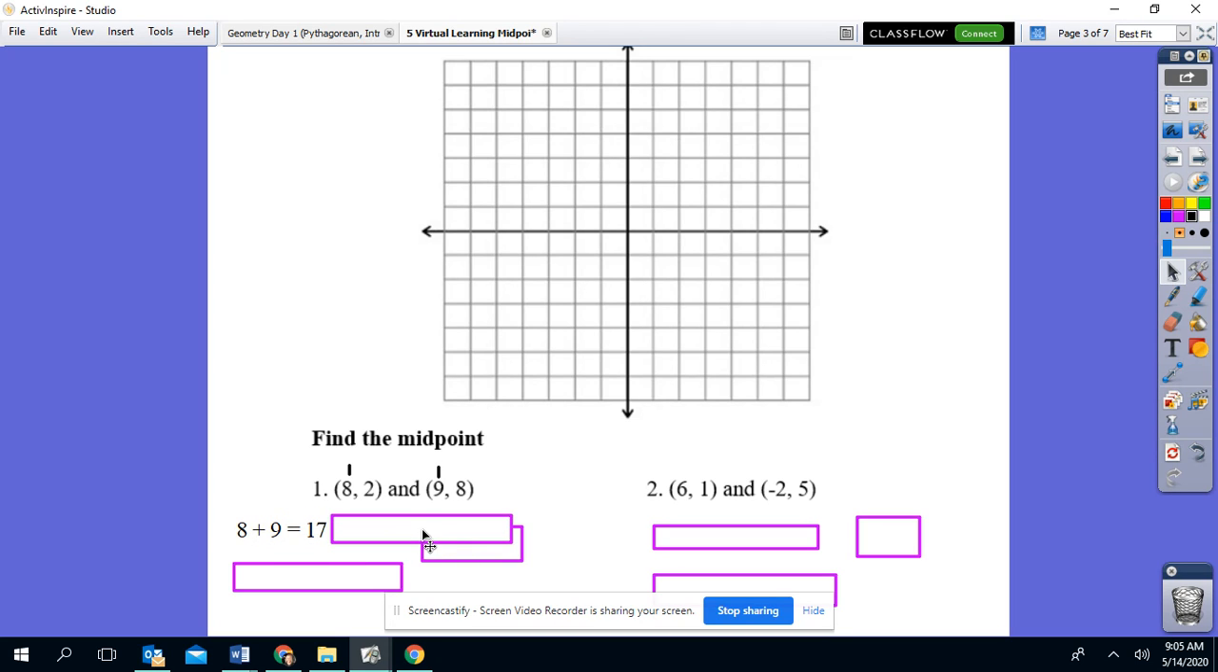And then our second step is to divide by 2. 17 divided by 2 gives us 8.5. And we do sometimes get decimals, no big deal. So our x part of the answer would be 8.5.